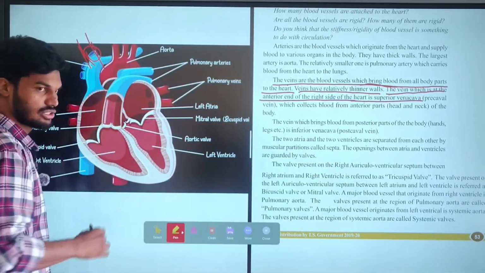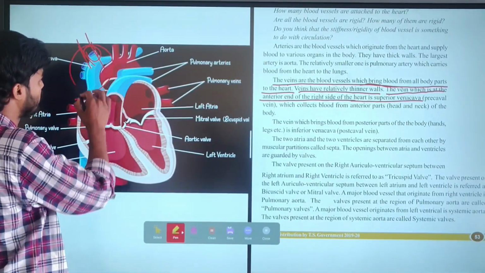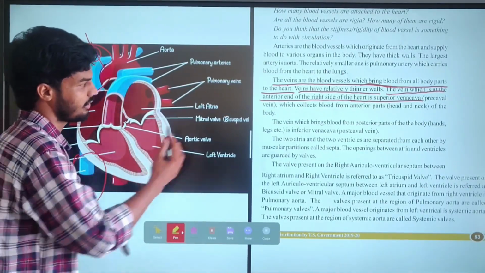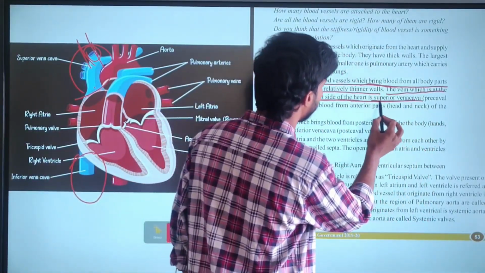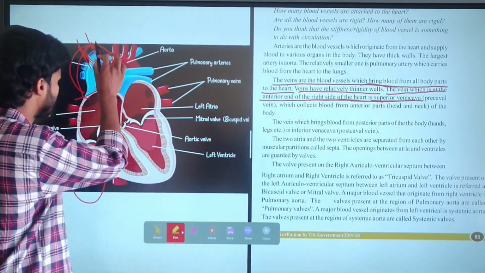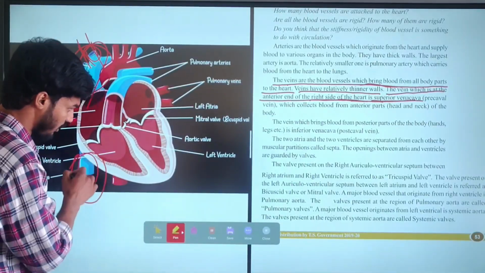These will collect the deoxygenated blood. At the upper side we call it superior, at the downward side we call it inferior, as given in the sentence. Superior means the right side of the heart, for this reason we call it superior, and the bottom we call inferior.